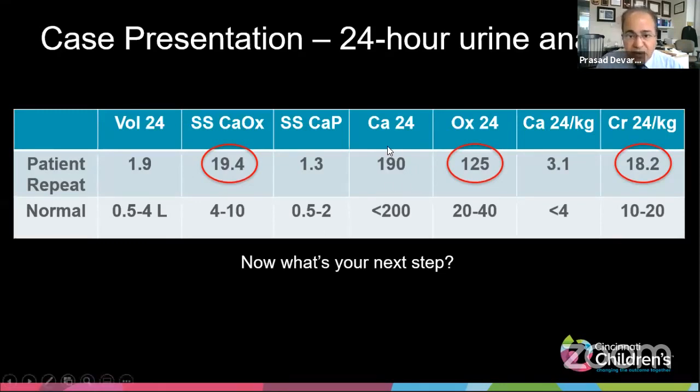The calcium was normal, both in 24 hours as well as corrected for the weight. But what was clearly abnormal, again, was the urine oxalate was quite high, was 125. And that was reflected in a supersaturation of calcium oxalate being quite high. So what we find, both by a spot urine as well as by 24-hour urine, is urine oxalate level is quite high. So what's our next step at this point?